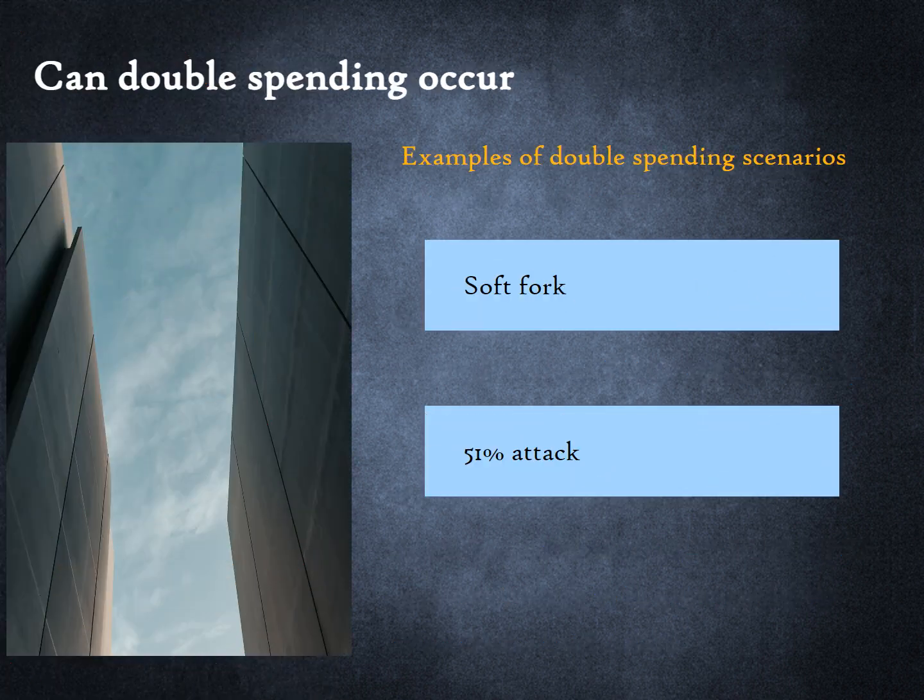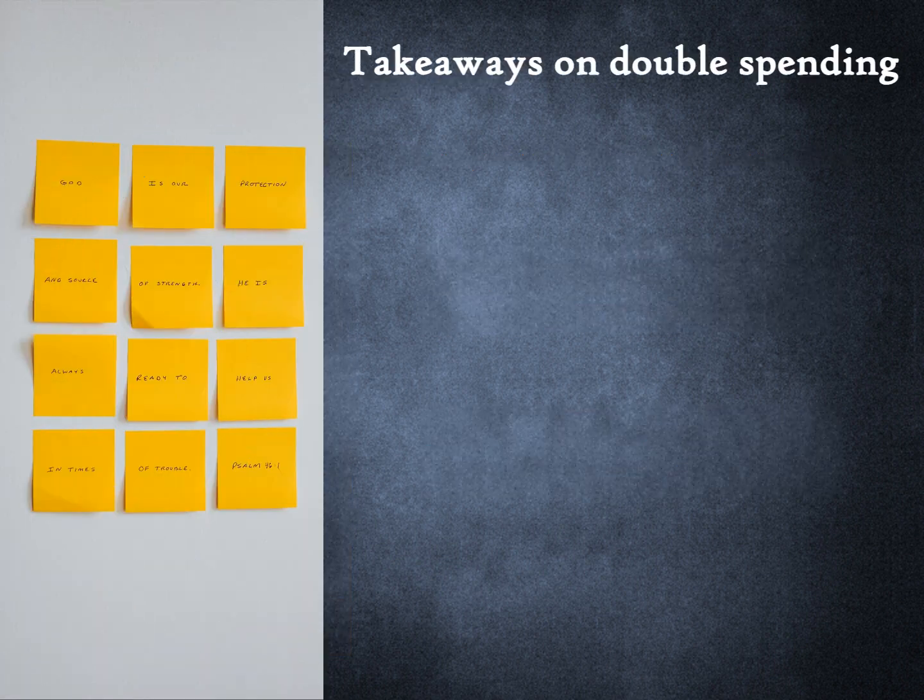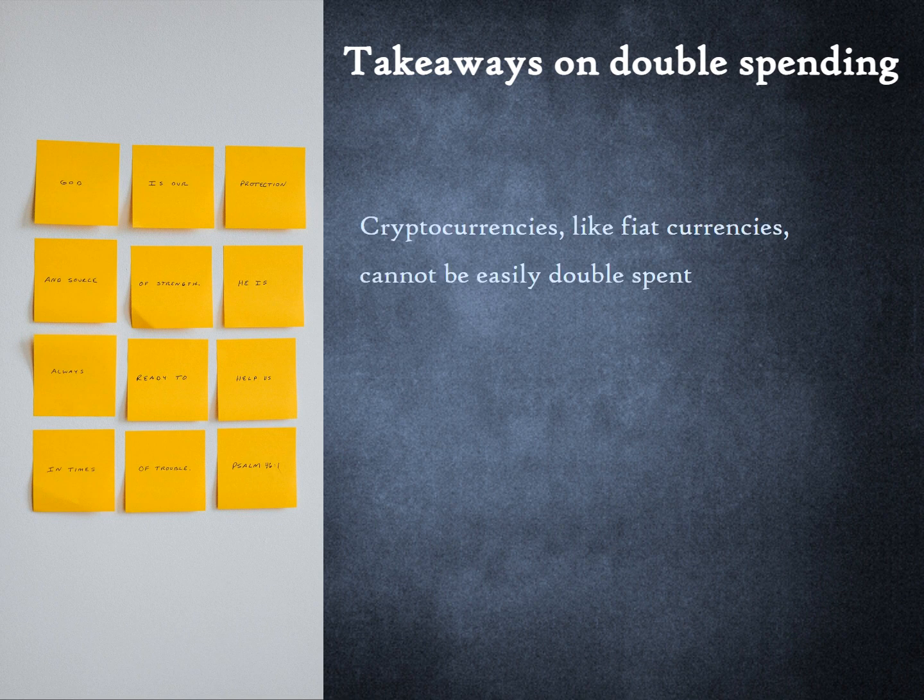We discussed two scenarios where double spending can occur: the soft fork and the 51% attack. People have proposed other scenarios where this can occur. We are not going to resolve the issue on whether cryptocurrencies can be double spent in this course. And that is not the point of this discussion. The takeaway here is that cryptocurrencies, like fiat currencies, cannot be easily double spent.